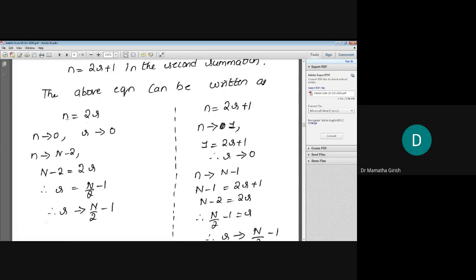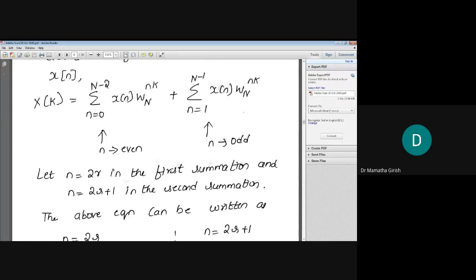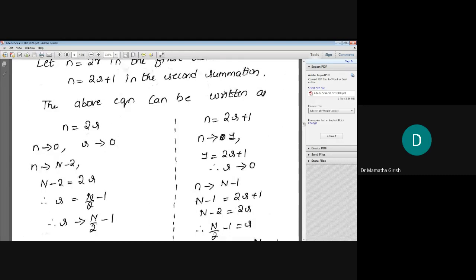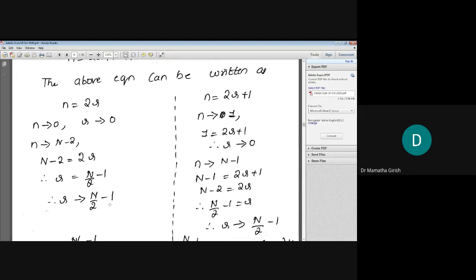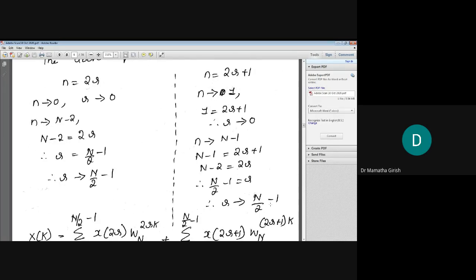In the first summation, since the value of n is replaced by 2r, as n tends to 0, r also tends to 0. Note that here, what is the upper index? N minus 2. As n tends to N minus 2, r tends to N by 2 minus 1. The steps in detail are shown over here. Similarly, in the second summation, by replacing n equal to 2r plus 1, as n tends to 1, r tends to 0. As n tends to N minus 1, r tends to N by 2 minus 1.